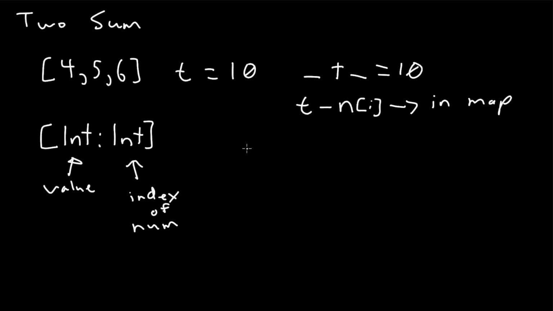So what we're going to do is look at this specific example and run through the algorithm. We're going to start at the 4. And by default, our map is going to be empty, right? There's not going to be anything in it.